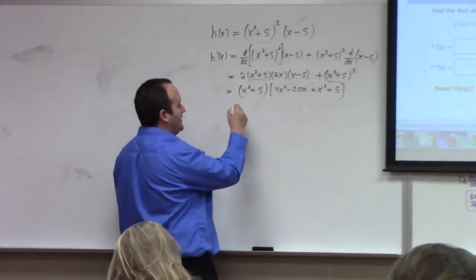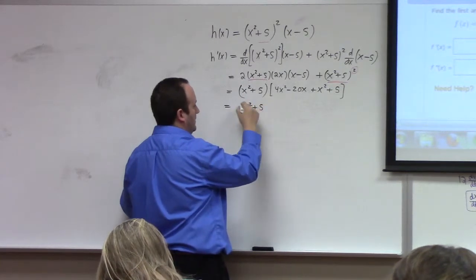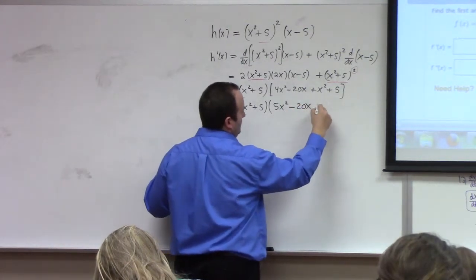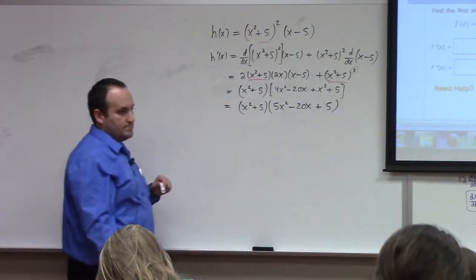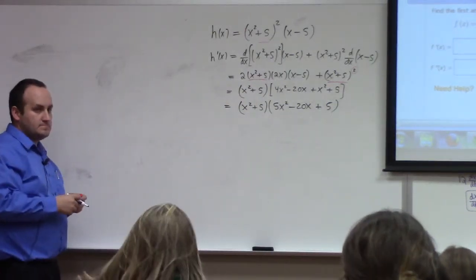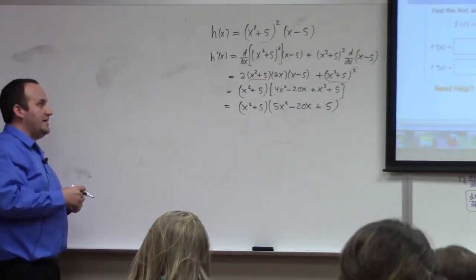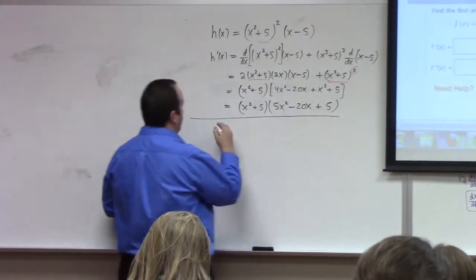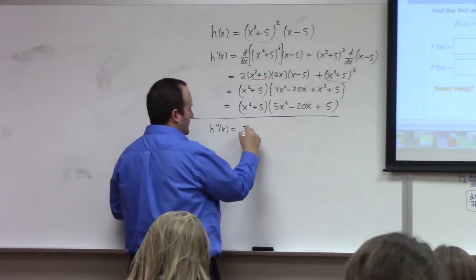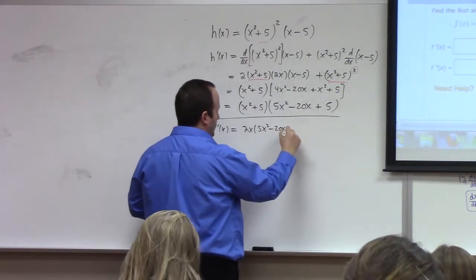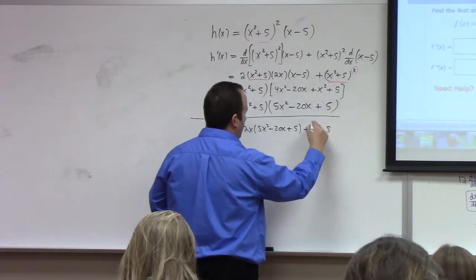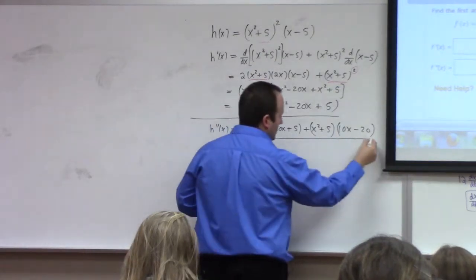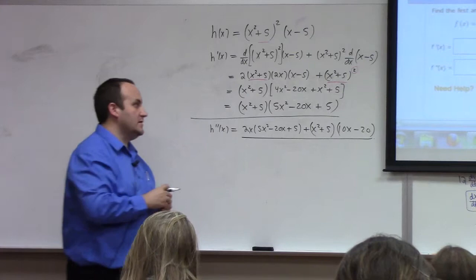And then I can collect terms, right? 5x squared minus 20x plus 5, right? Why have I done this? So now I can differentiate again, and it's pretty easy to differentiate, right? So h prime prime of x is what? 2x times 5x squared minus 20x plus 5 plus x squared plus 5 times 10x minus 20. And there you go. If I didn't say to simplify the answer, you could just leave it like that, or you can FOIL it out if you want, I suppose.